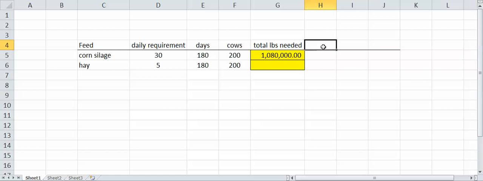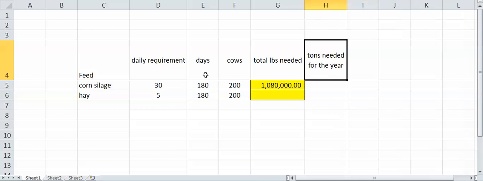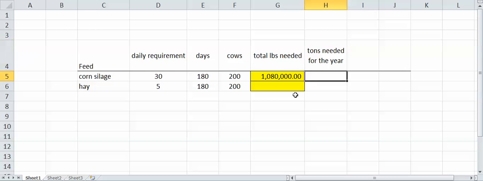And now I'm going to wrap that text, by the way, by going up to here. That way I can fit all my text in that cell. Equals number of pounds divided by 2,000. 540 tons is what I need. Oh, by the way, a neat thing about Excel is once I've made this formula here, where it's this cell times this cell times this cell, I can retype it into the next cell. Could be the same thing, 5 times 180 times 200.